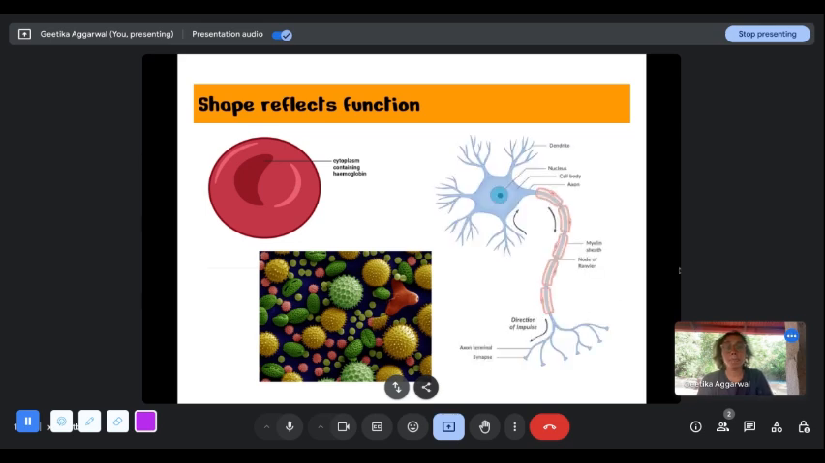female gametes. And then there's this example of a nerve cell or a neuron, which is like an elongated cell, so that it can actually transport nervous signals or nerve signals over longer distances through our body. So the shape of the cell can give you a little bit of an idea of what its function might be.